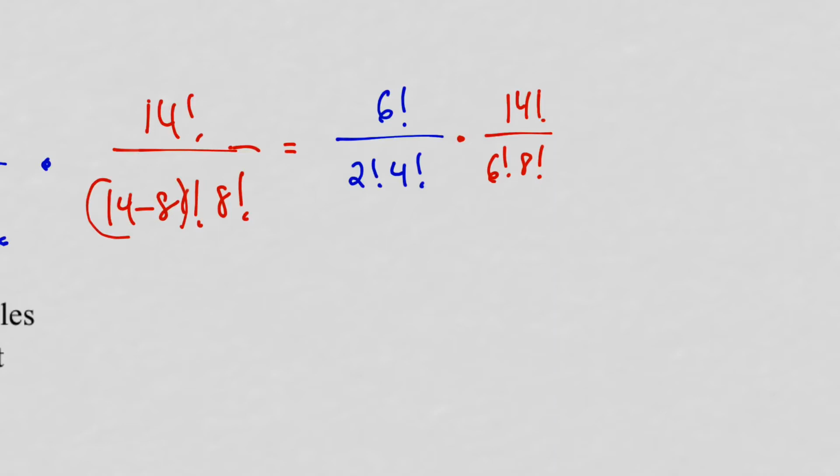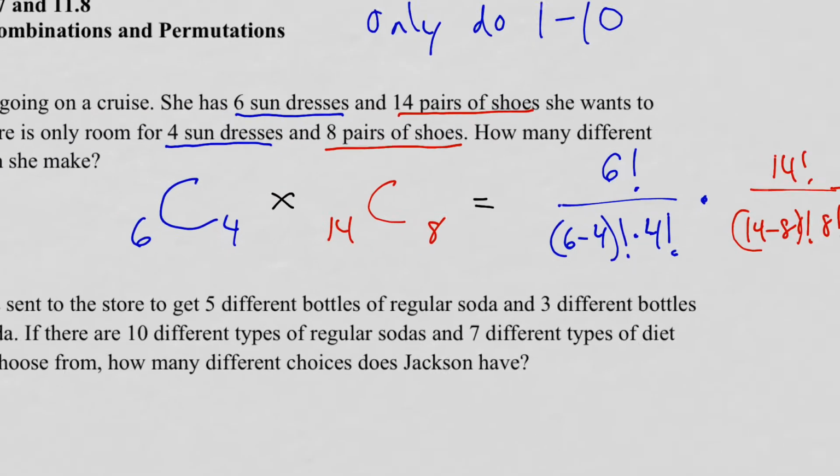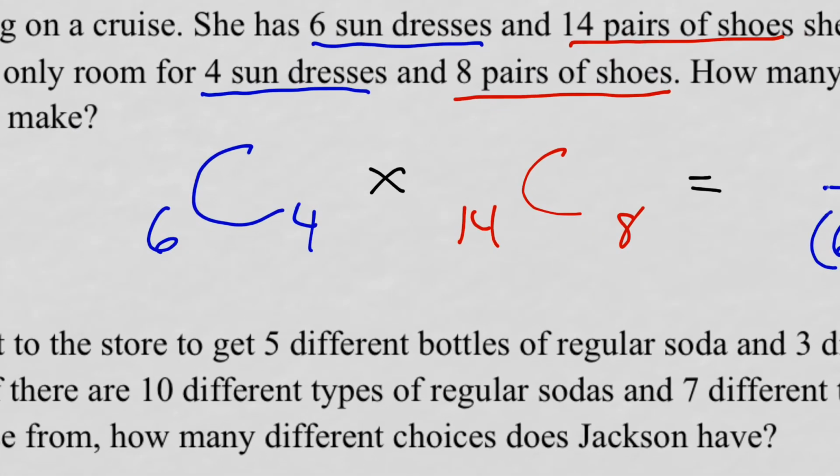So in your case, since you only have the exclamation mark, you can do 6, hit the button, divided by 2, hit the button, divided by 4, hit the button. Write that down as the blue, the left side. And then do the same thing for the red: 14, hit the button, divided by 6, hit the button, divided by 8, hit the button. Then you have 2 answers, then you have to multiply those. Yeah, the easiest way is to type it in like that in your scientific calculator.